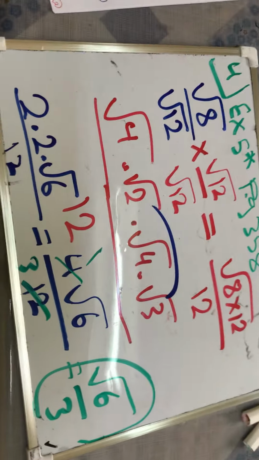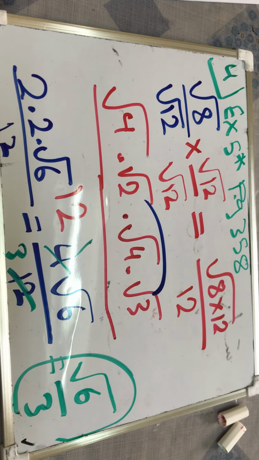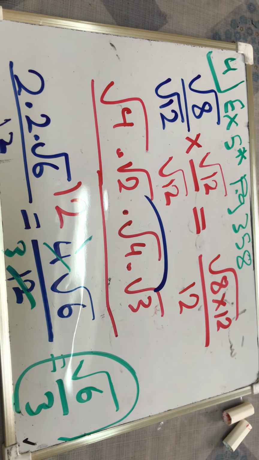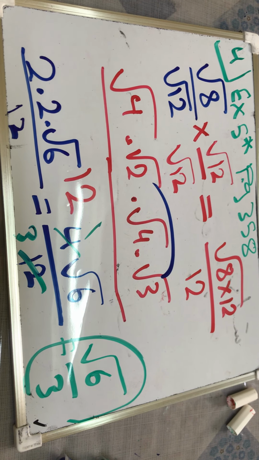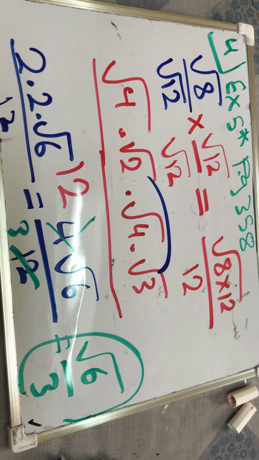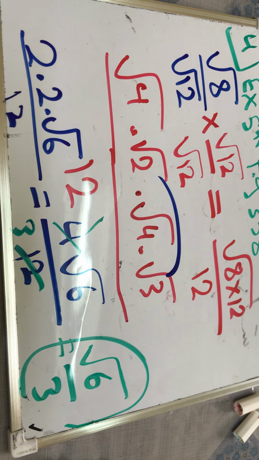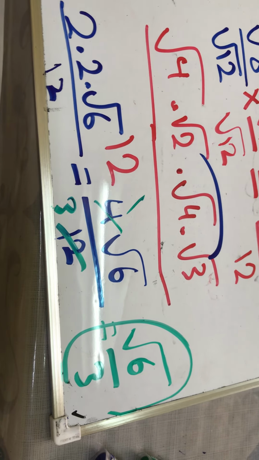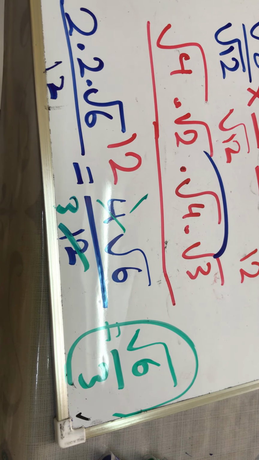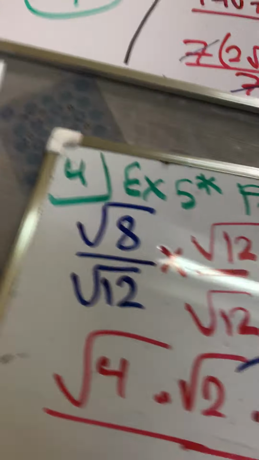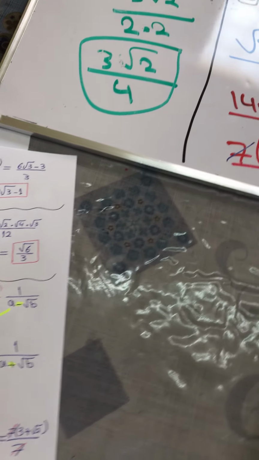Okay, so this is exercise 4, exercise 5 star, number 4, page 358. I have a square root of 8 over square root of 12 multiplied by square root of 12 up and down. And you will reach the answer square root of 6 over 3. Okay? Now, the new point in our lesson is to rationalize the expression or fraction, like this.